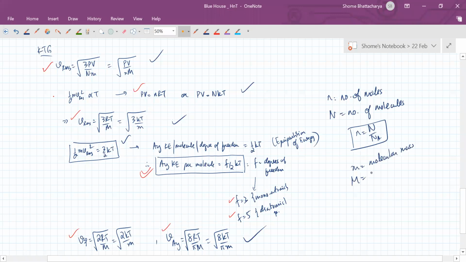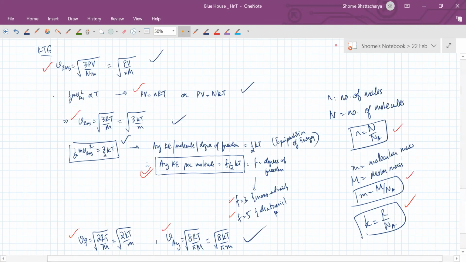And capital M is molar mass. So small m is capital M divided by Avogadro's number. Okay. And that is why Boltzmann constant is universal gas constant divided by Avogadro's number. So additionally, we should be always clear about these relations also.